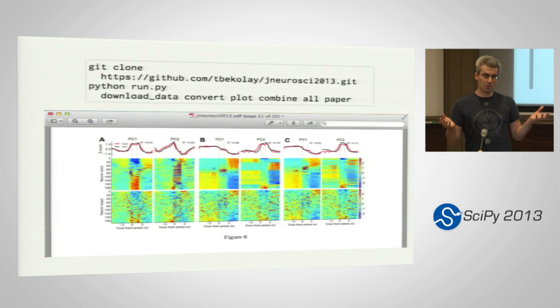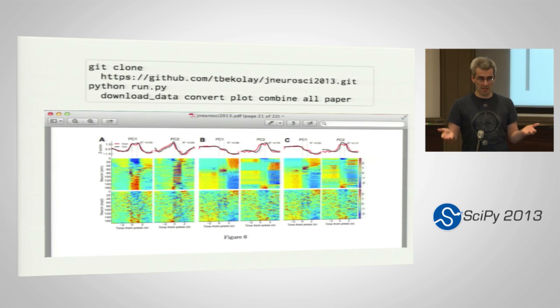So this is a preview of what you might be able to get to with your own analysis pipeline if you follow all my tips. I just submitted a paper to the Journal of Neuroscience, and this is essentially how I would produce that paper now. All I need to do is clone a repository from GitHub. I run this kind of convoluted, but it's all right, Python script, run.py, with a bunch of command line arguments, and out pops this paper.